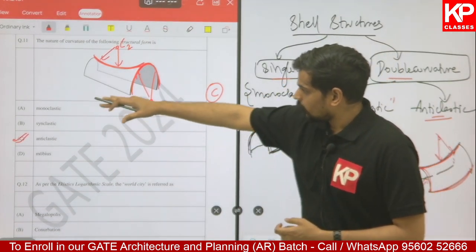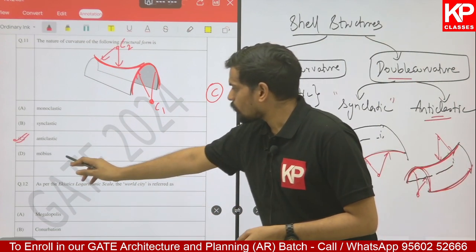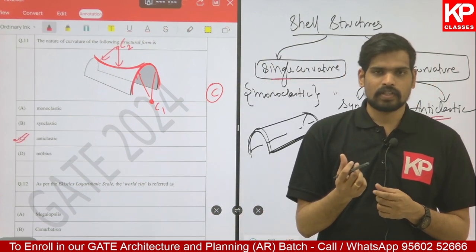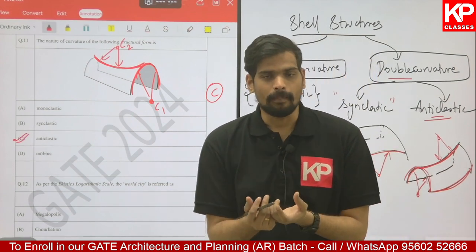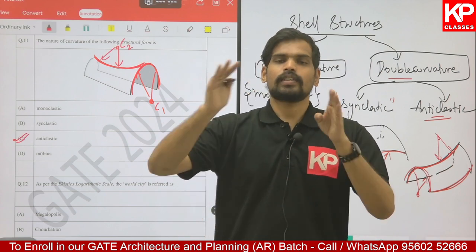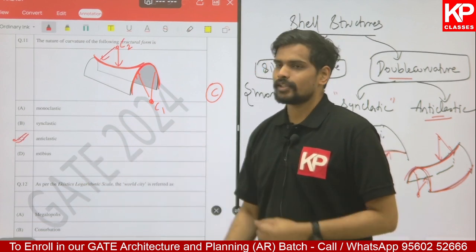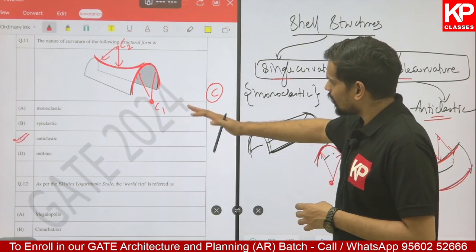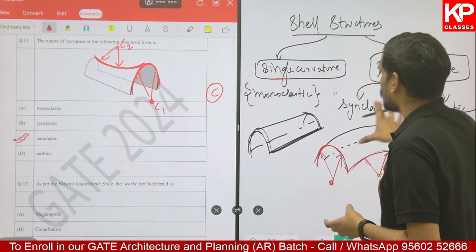So I explained to you already what monoclastic, synclastic and anticlastic shell structures are. The last option over here, Mobius, is a type of strip. A Mobius strip is a three-dimensional geometric form; just imagine a strip of paper which is stuck to form a loop with a twist. That's referred to as a Mobius strip. So this is not something which falls under the category of shell structures. So that's the classification of shell structures.